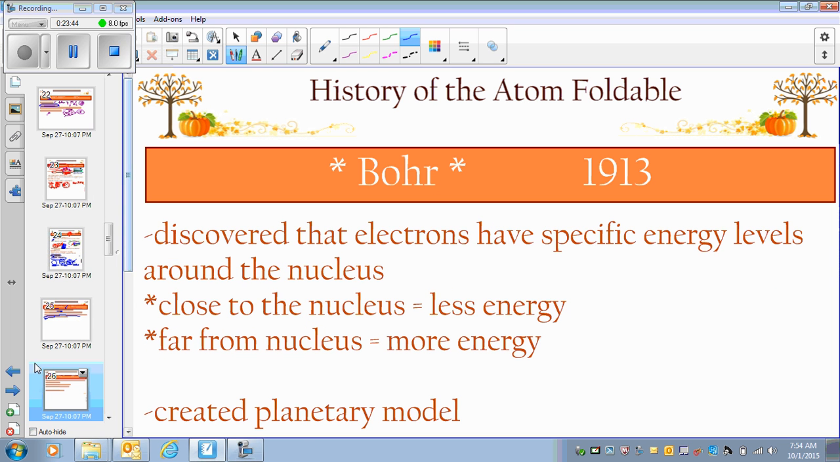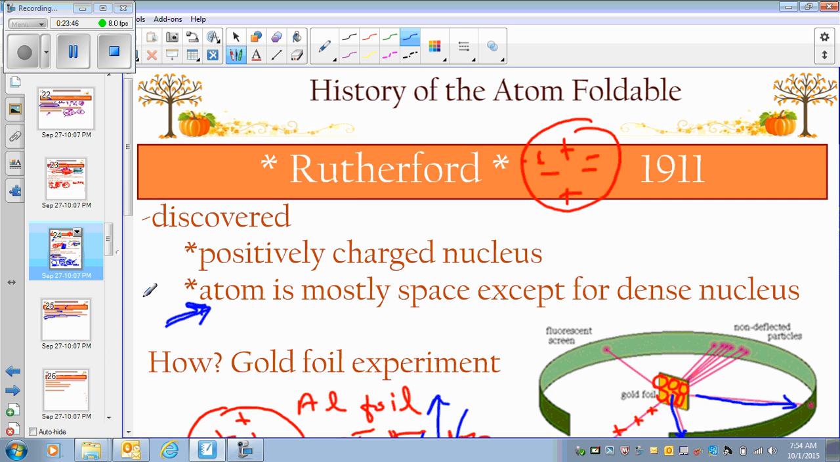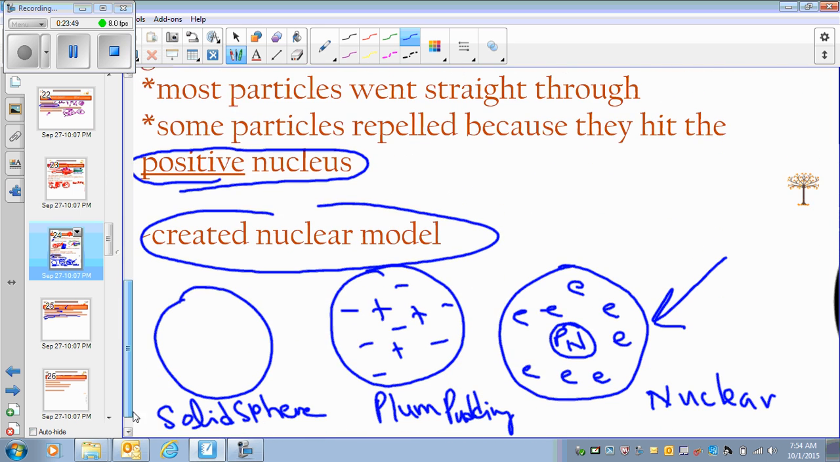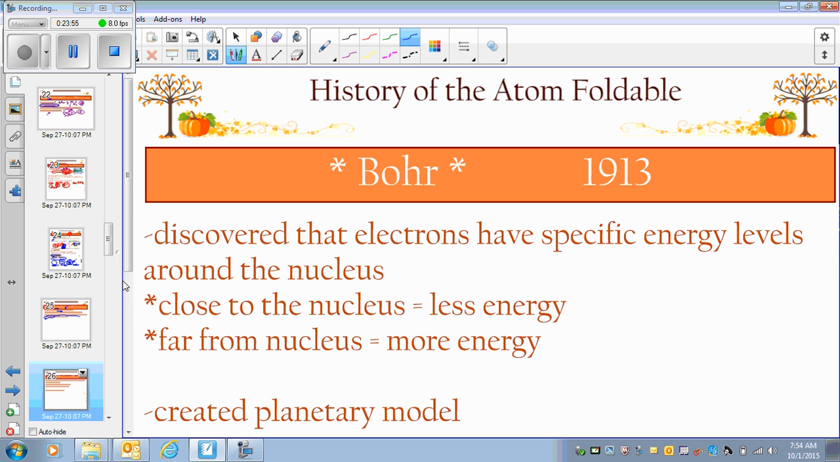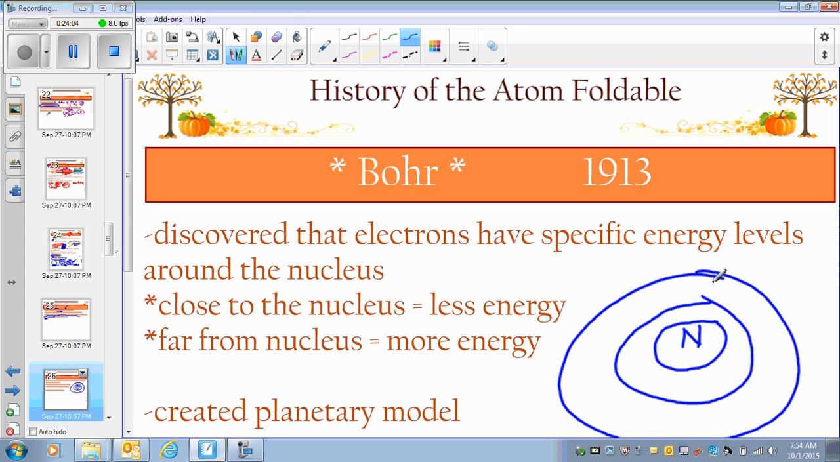Now after Rutherford comes Bohr. So we have three models by now, as you see: solid sphere, plum pudding, and nuclear model. Then comes Bohr, who said that instead of just having a sea of electrons around it, the electrons follow a specific path around the nucleus, just like planets follow a specific path around the sun. So that's why we call it a planetary model. Just like planets orbit around the sun, he said electrons orbit around the nucleus.